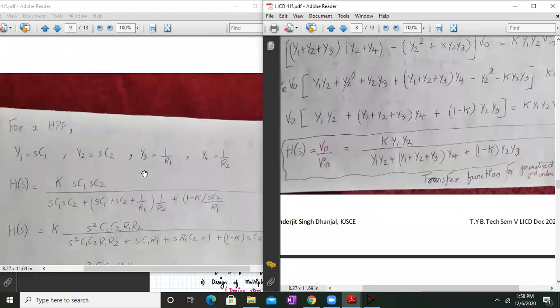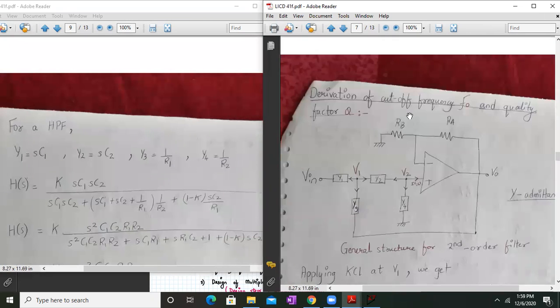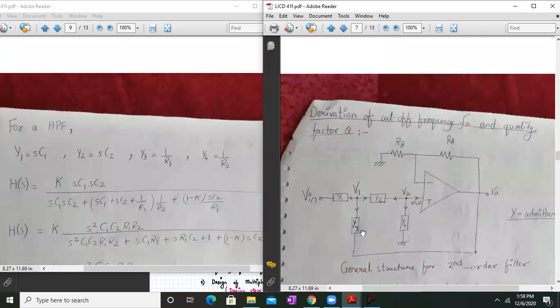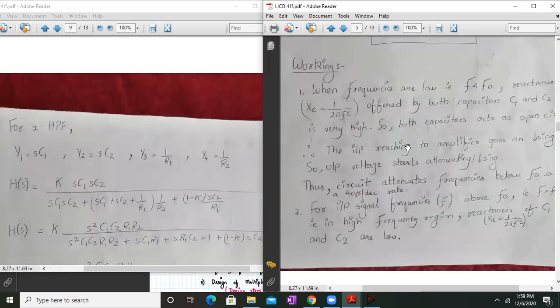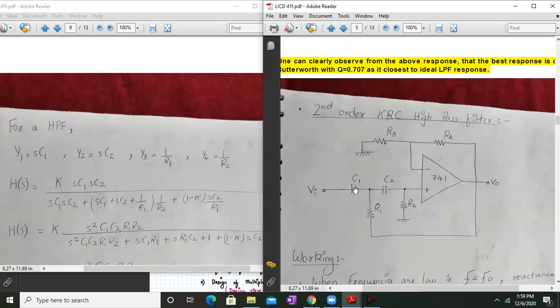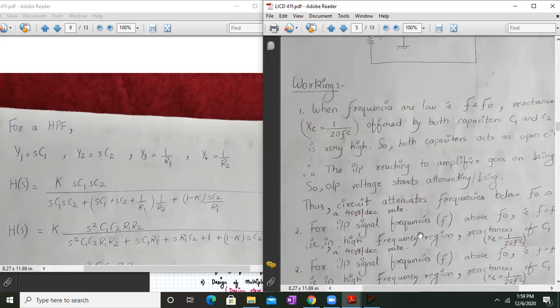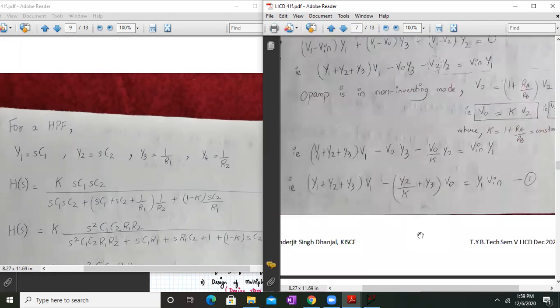Now, in our structure for a high pass filter, your Y1 is S into C1. So you can check it out. This is the Y1, Y2, Y3, Y4. Okay, let us come back to the diagram. So over here, Y1 is S into C1, Y2 is S into C2, Y3 is 1 upon R1, and Y4 is 1 upon R2. These are basically admittances, Y1 to Y4.